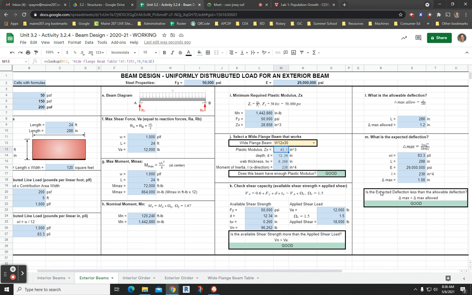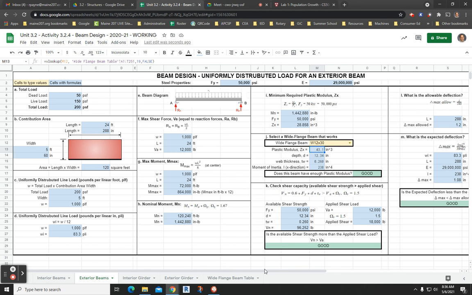All right, any questions on this page? All right, so if no questions here, then we're on to a girder, okay?